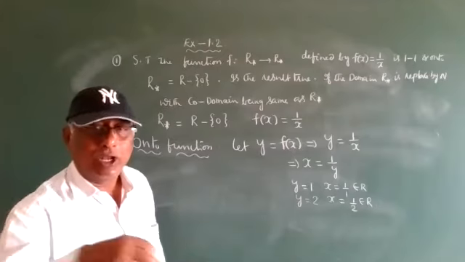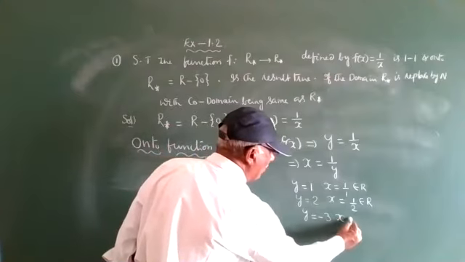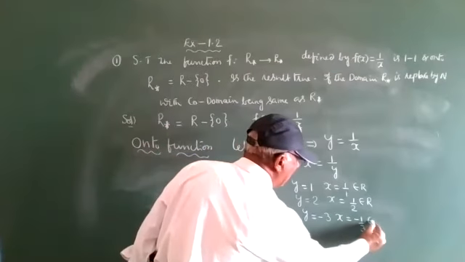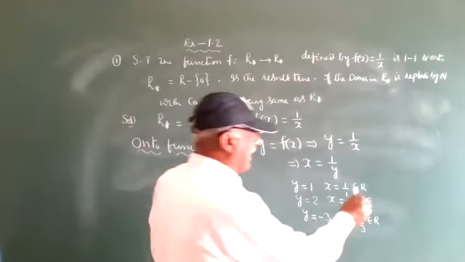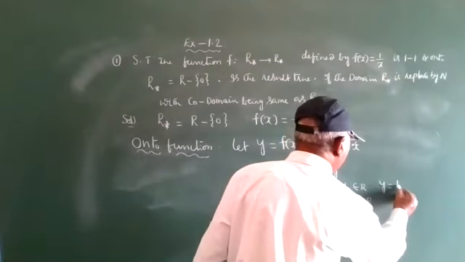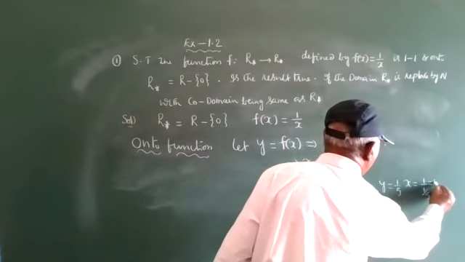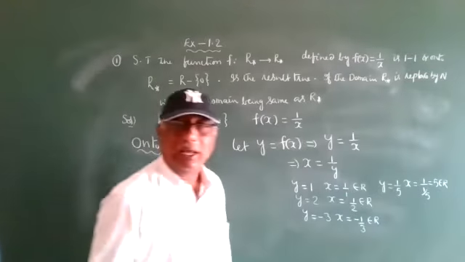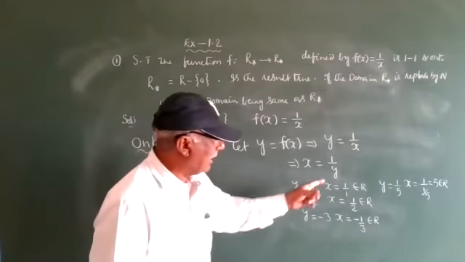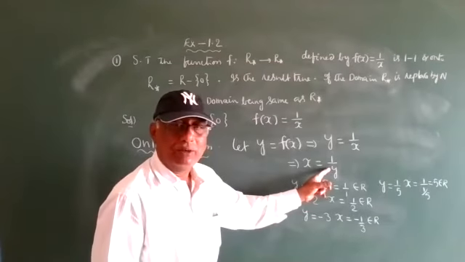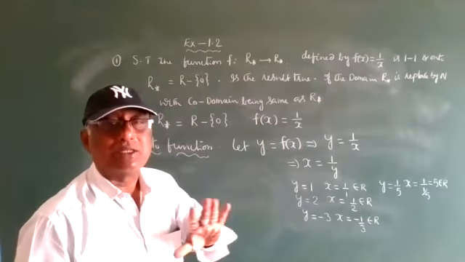All values, negative also, we can see. Y is equal to minus 3, x is equal to minus 1 by 3. Minus 1 by 3 is also a real number. Positive values, negative values. Next, fraction: y is equal to 1 by 5, x is equal to 1 by 1 by 5, which is 5, also belonging to the real numbers. So from y we are getting all the x values. Therefore f is an onto function. If we do not get them, it is not an onto function.